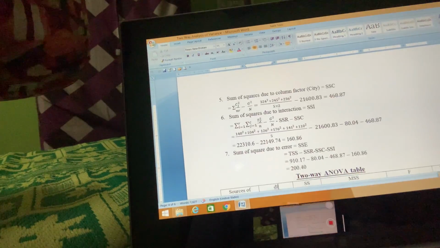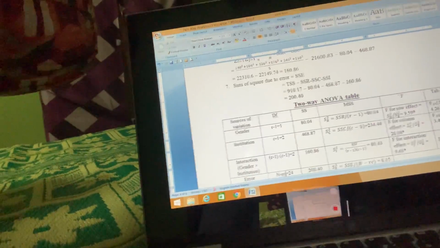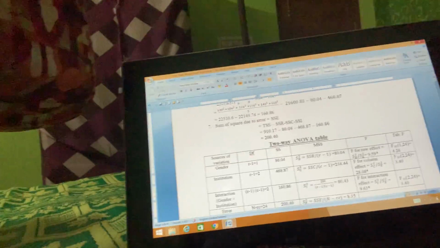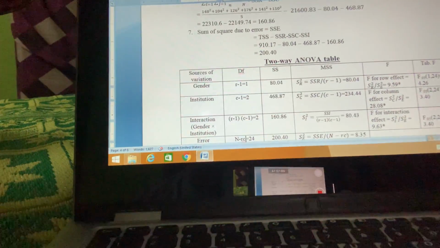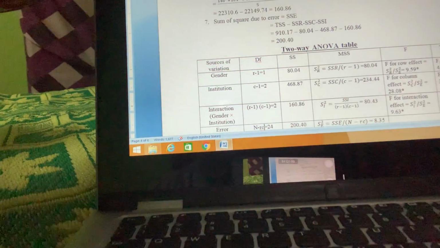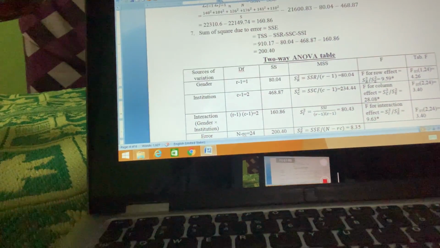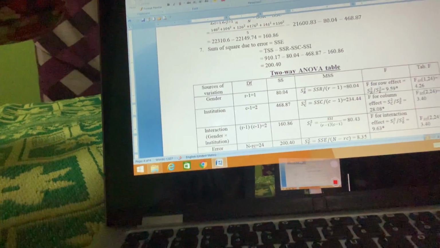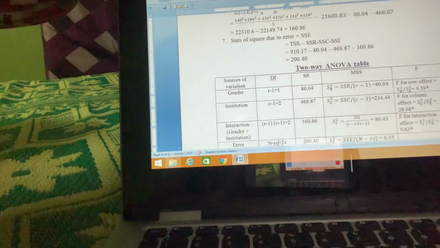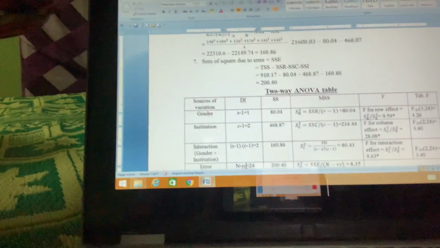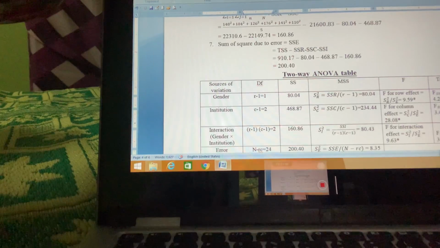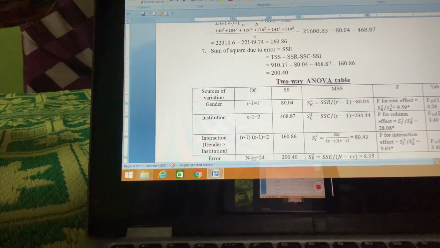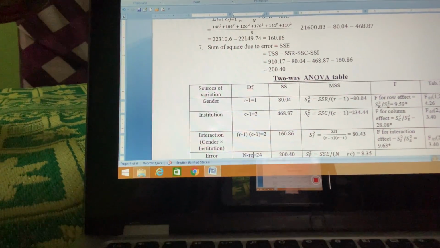Now you can prepare the two-way table. Two-way table is easy to prepare because first one is gender, second one is institution, that means column, first one is row, third one is interaction, that means R minus 1 into C minus 1, and then last is error, N minus RC. N is total number of score, RC means row into column. There were 3 rows and 2 column, 2 rows and 3 columns, so minus 6, right?